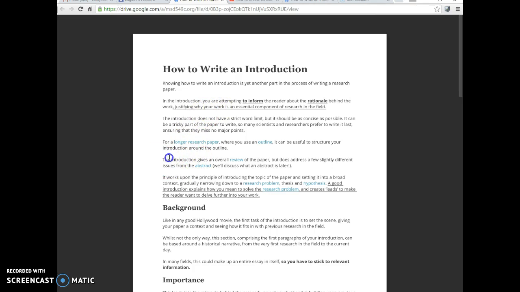It says, the introduction gives an overall review of the paper, but does address a few slightly different issues from the abstract, which we'll talk about later. It works upon the principle of introducing the topic of the paper and setting it into a broad context. So we start broad in the beginning and then gradually narrow down to a research problem or thesis in our case, and hypothesis. A good introduction explains how you mean to solve the research problem and creates leads to make the reader want to delve further into your work.